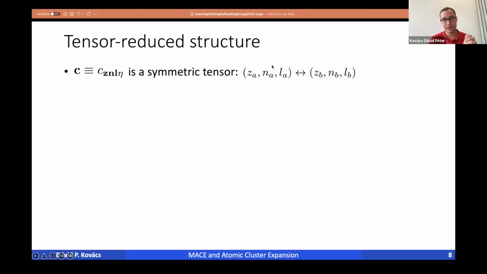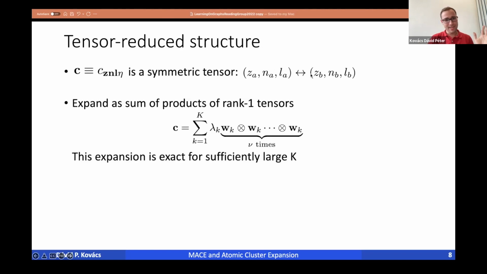So it's symmetric under swapping of these indices. And what that means is that for any symmetric tensor, we can expand it as a sum of products of rank 1 tensors. So this is basic math. And this expansion is actually exact for sufficiently large k, because by truncating the one particle basis, we only have a finite set of C's. So we can write down this expansion in terms of rank 1 tensors exactly.